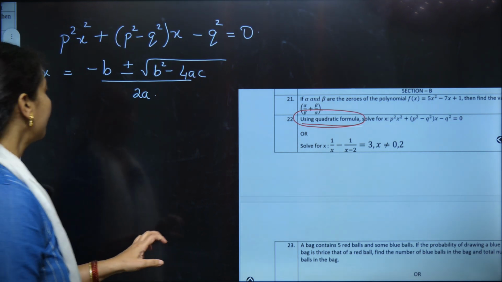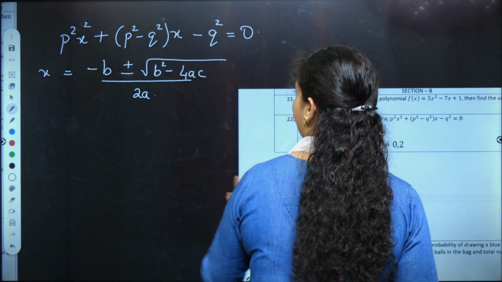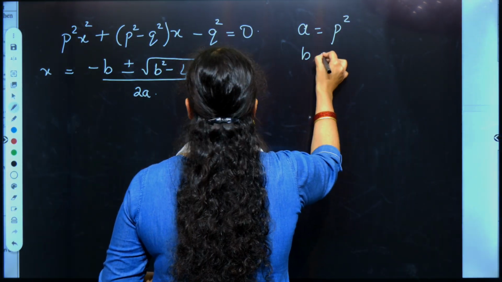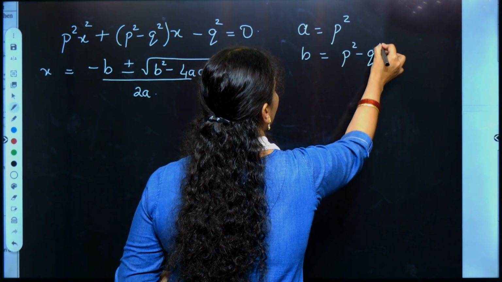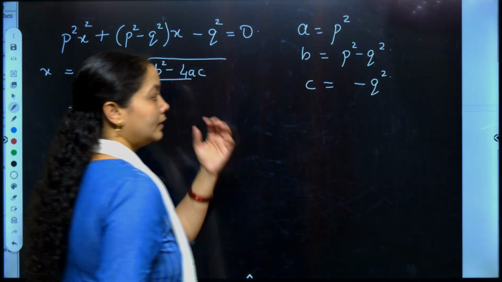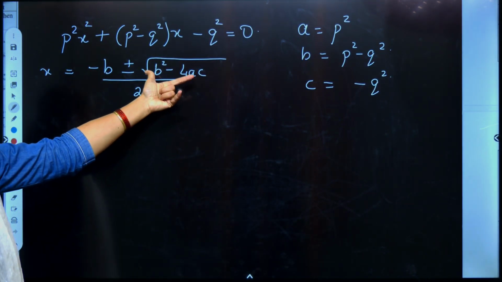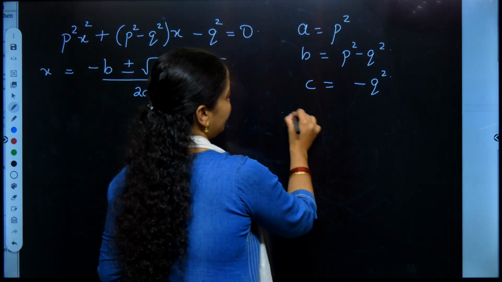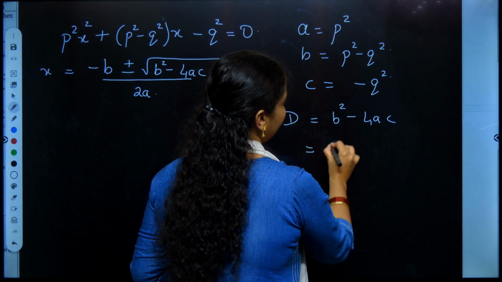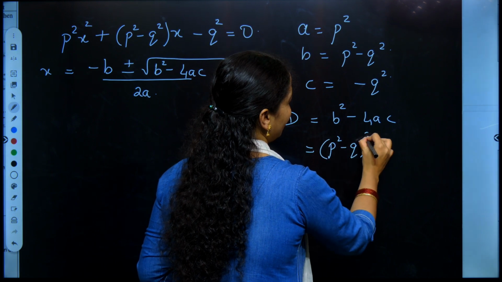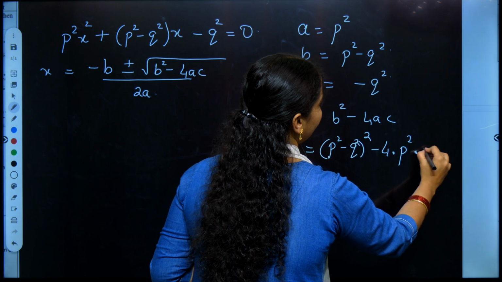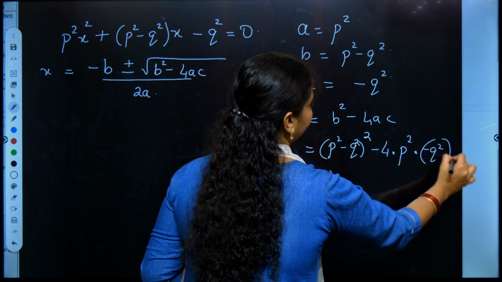x can be found using minus b plus or minus. Here a is the coefficient of x square which is p square, b is the coefficient of x which is p square minus q square, and c is just the constant which is negative q square. First, I'll be interested in finding the discriminant here. The discriminant is always equal to b square minus 4ac. Hence, b is p square minus q square the whole square, minus 4 into a which is p square, into c which is negative q square.